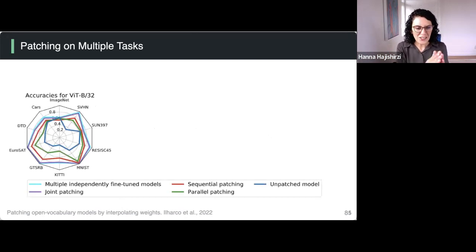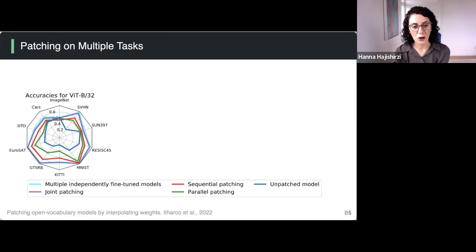This graph looks a little bit complicated, but it actually shows accuracy over different target tasks using different approaches. The light blue curve basically shows the accuracy of independently patching over each of those tasks. So that is the goal we try to achieve. These are the specialized models for those tasks. The green, red, and purple basically show our 3 different strategies for multitask patching. And then the darker blue is the unpatched model. So the dark blue obviously has the lowest accuracy on these tasks. It's just high in one of them, basically ImageNet.